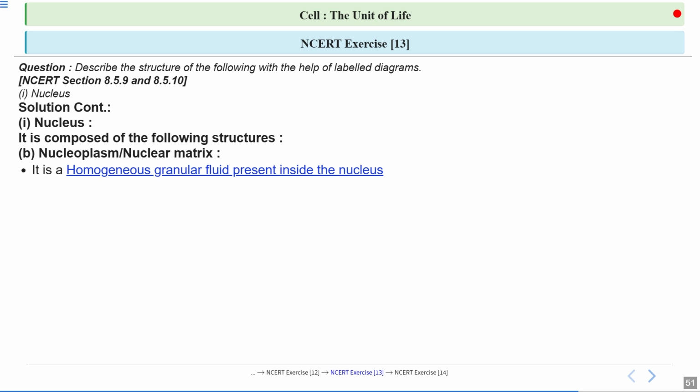Next is the nucleoplasm, also known as the nuclear matrix. The nucleoplasm is the homogeneous granular fluid present inside the nucleus. It consists of the nucleolus and the chromatin. So, what is chromatin? Chromatin consists of the DNA along with histone proteins and some non-histone proteins. Now, the nucleolus is a region without any membrane. In the nucleolus, ribosomal RNA synthesis occurs.